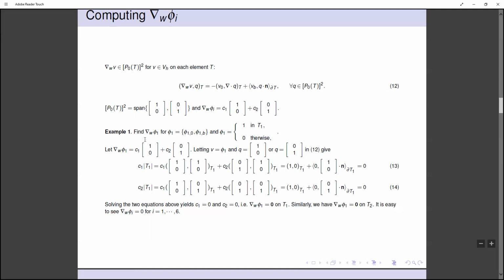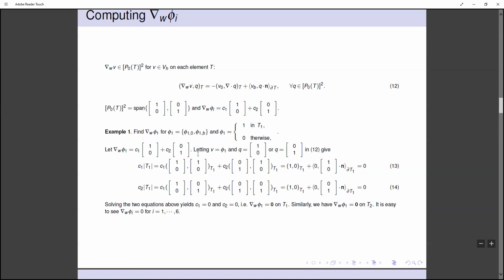Example 1. We're going to find the weight gradient for phi1. Phi1 has 2 parts, right? Which is the weight function, right? Phi1 0, phi1b. Recall, phi1 equals 1 inside of T1 and equals 0 otherwise.